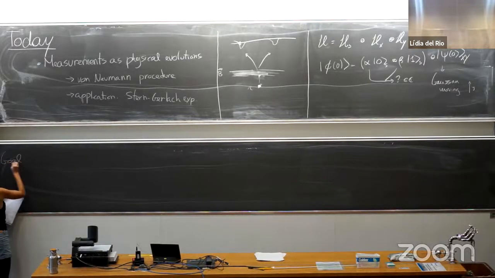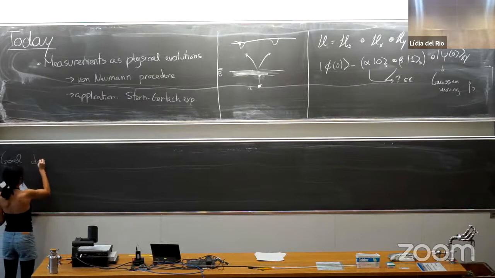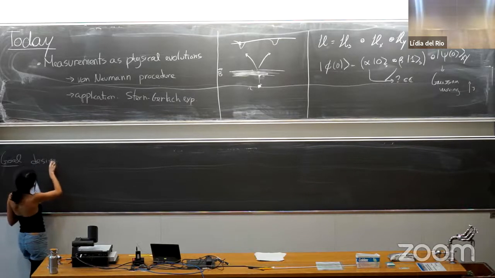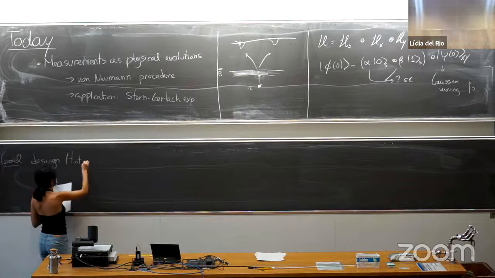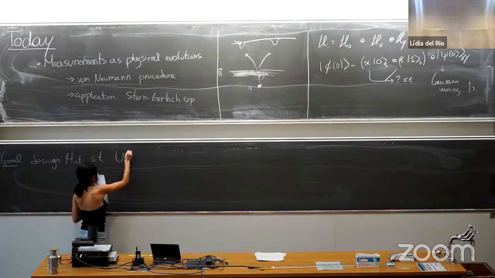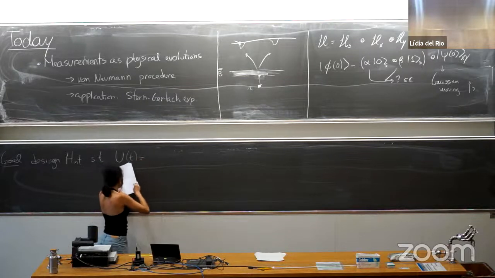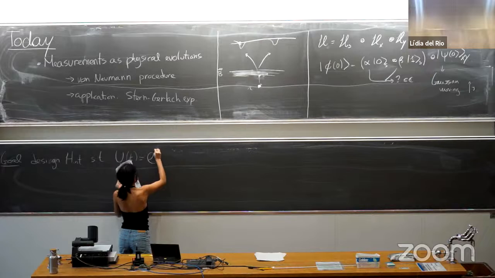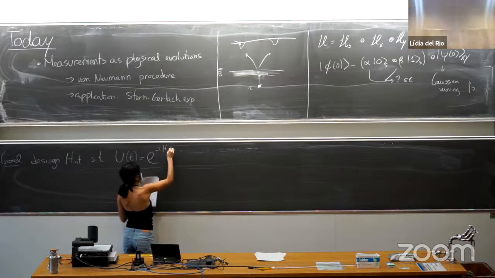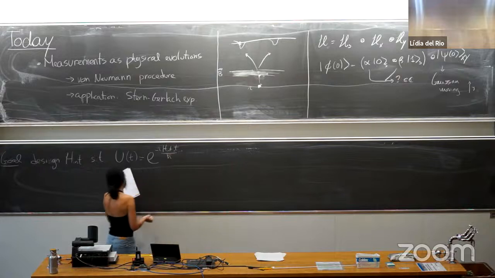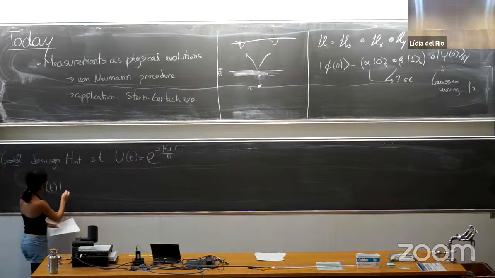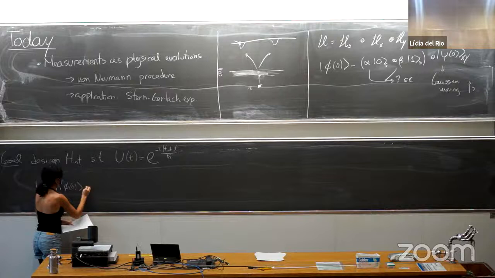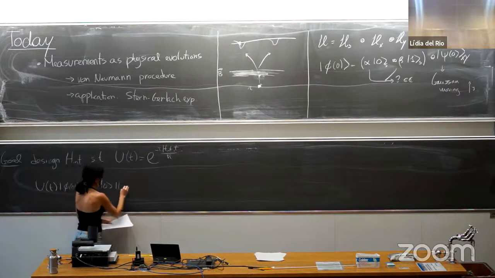So the goal is to design some interaction Hamiltonian such that after some time t of being in this region, with some evolution, U of t applied to my initial state is going to be something like this.